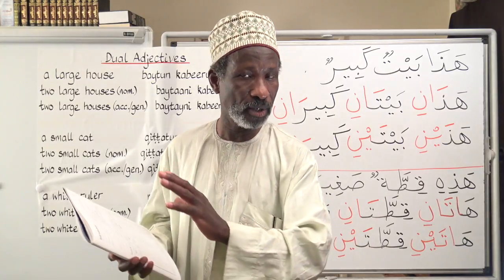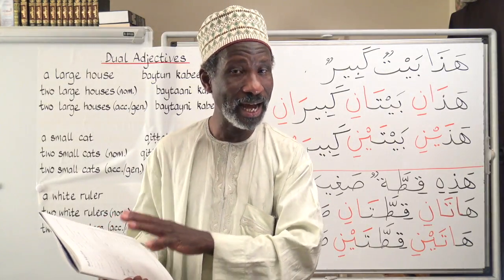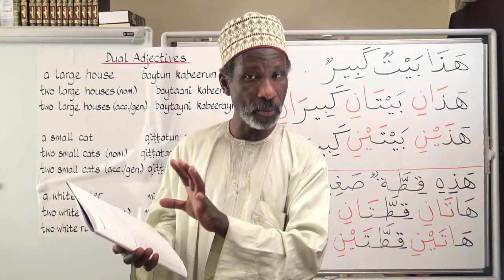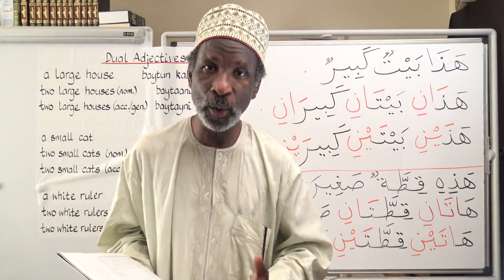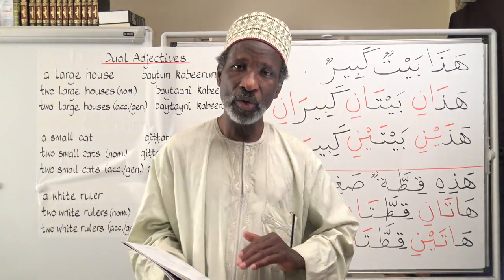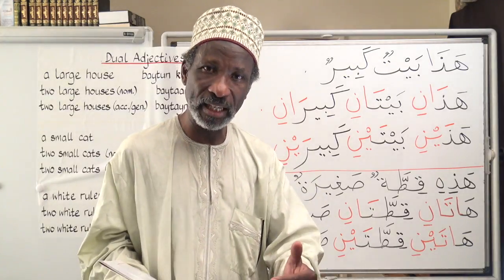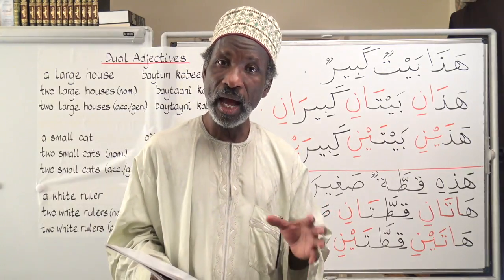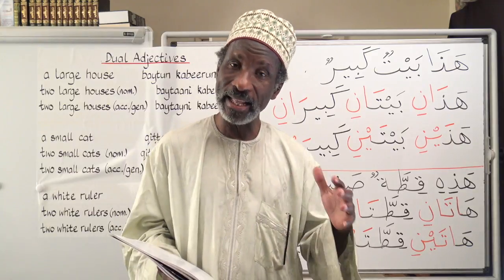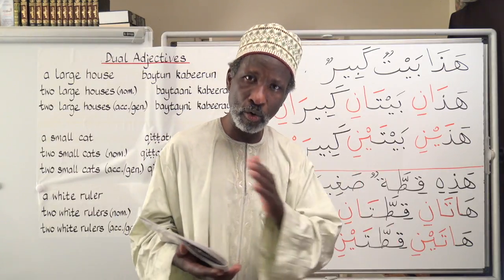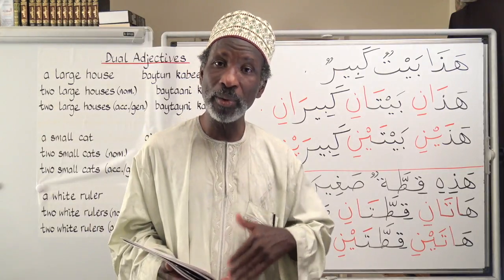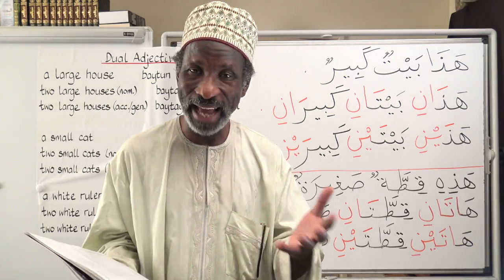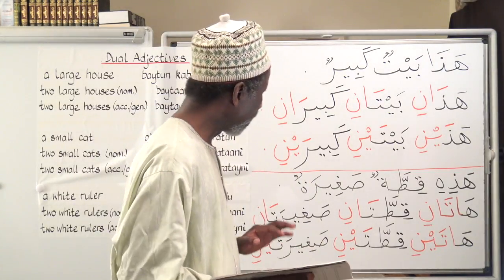Notice هذان, your demonstrative pronoun, is ending with the -ani as a default, and بيتان also matching that with the -ani ending, and the adjective also kabirani. Now, when you move from the default nominative -ani to genitive or accusative with the ending -aini, you say hadaini baytaini kabiraini. All matches all the way through. You will learn later on about what we mean by accusative, nominative, and genitive ending. That is coming. Now, that is masculine.